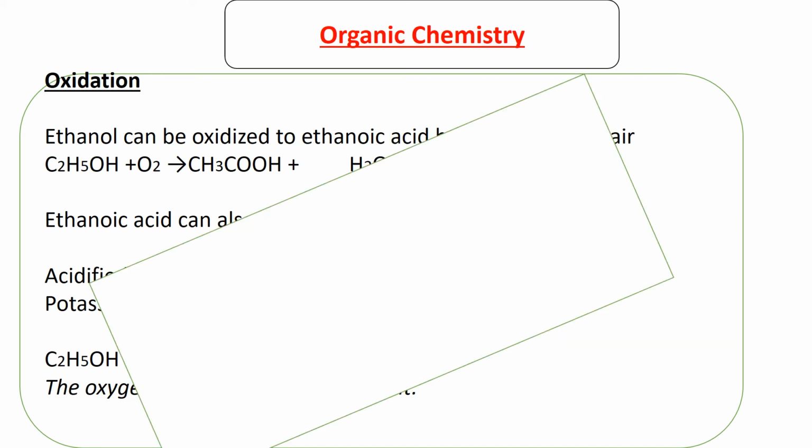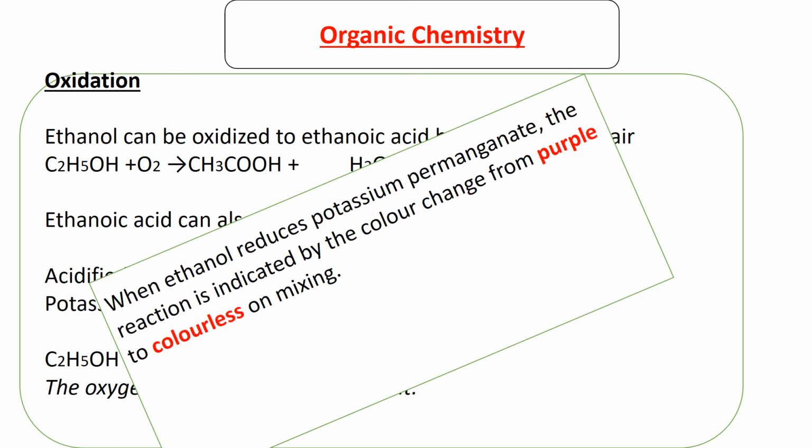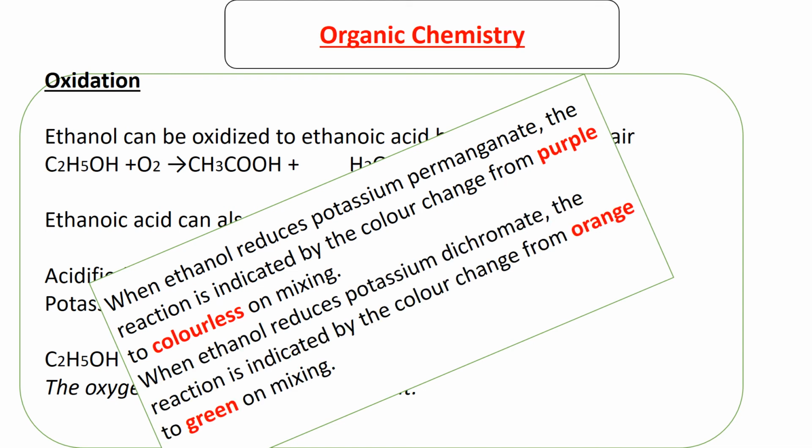So in this reaction, here are some key points to note. When ethanol reduces potassium permanganate, for example, the reaction is indicated by the color change from purple to colorless on mixing. So when you mix ethanol and potassium permanganate and there is oxidation, then the color of the mixture is going to change from purple to colorless. Also, let's say we don't use potassium permanganate, but we use potassium dichromate. The reaction is indicated by the color change from orange to green on mixing.